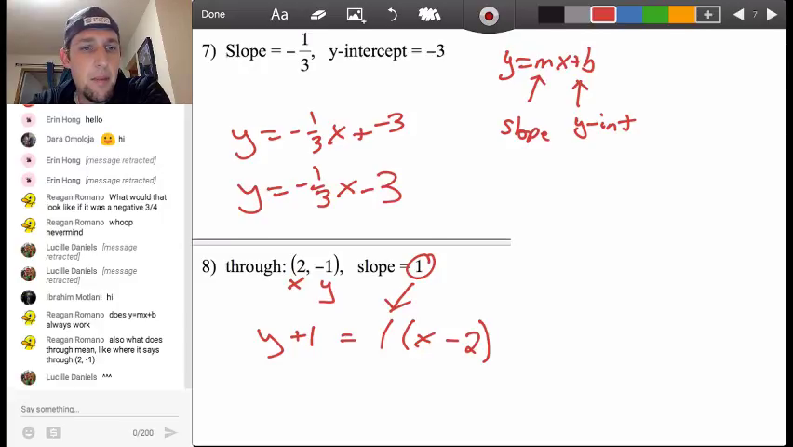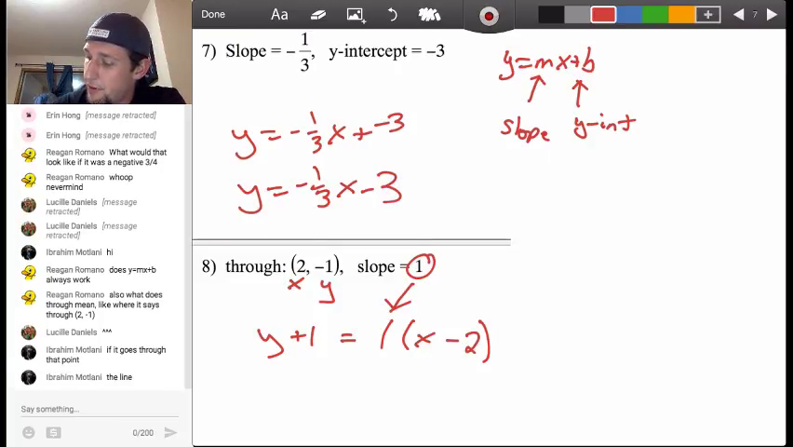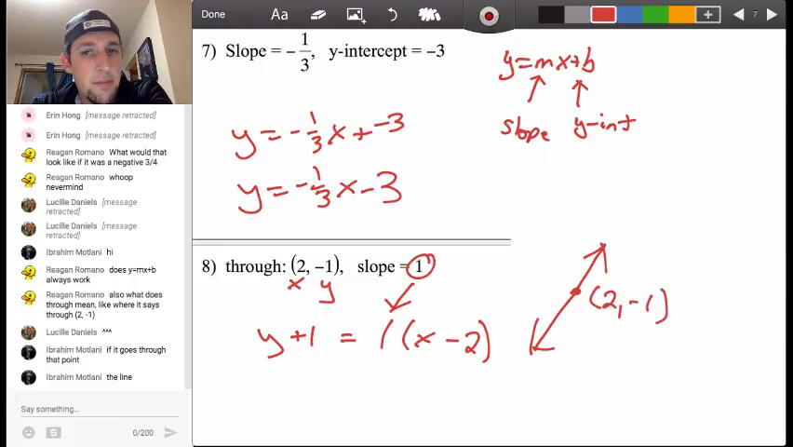Okay, a couple good questions. So when it says through 2, negative 1, I probably didn't give enough detail on that problem. Basically, if you look back up at the directions, I'm guessing they told you something. It's a line with these properties. So all it's telling you is that if you drew your graph, you drew your line, at some point you would reach 2, negative 1. That's all that means.